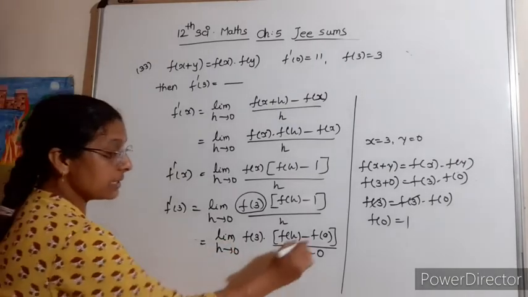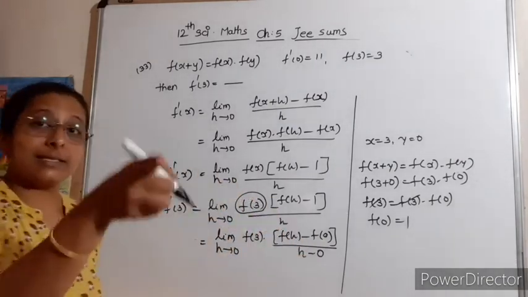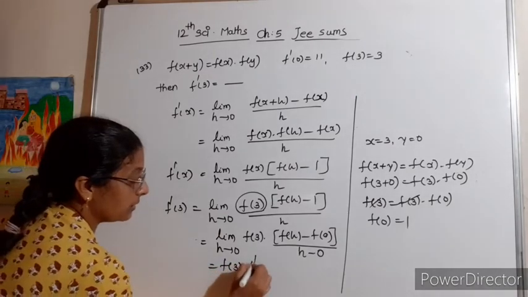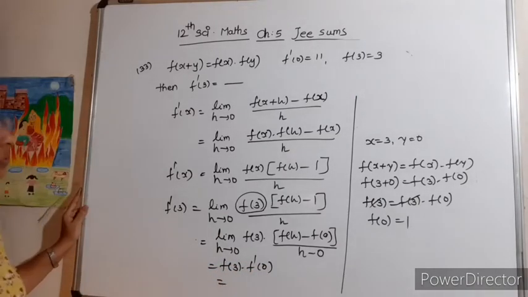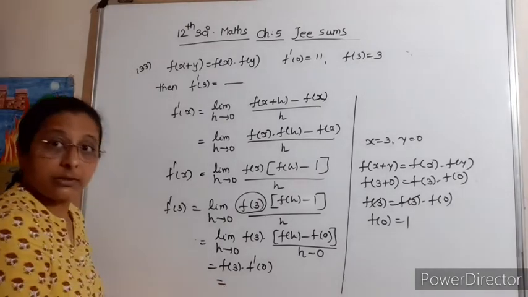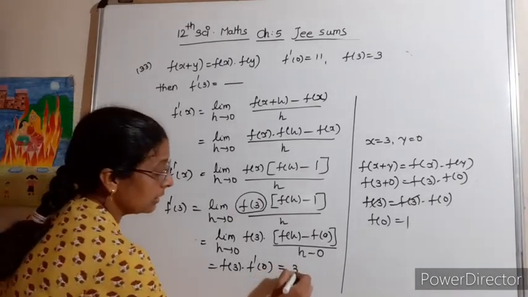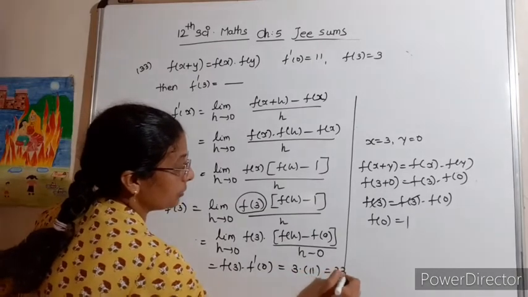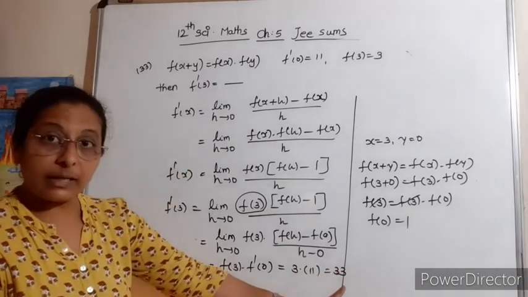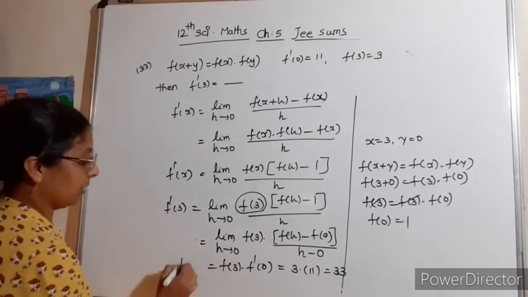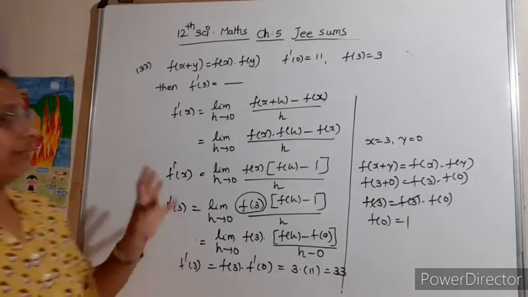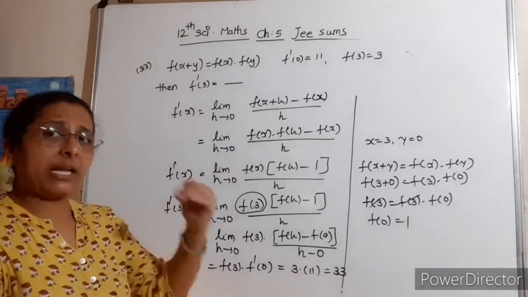Then here, what is this formula? It is f dash 0. So f of 3 is constant and this is f dash 0. What is the value of f of 3? 3. F dash 0 is 11. That is equal to 33. किसकी वैल्यू मिल गई 33? f dash 3 की. You understand that? This is somewhat that critical level, that upgraded level.